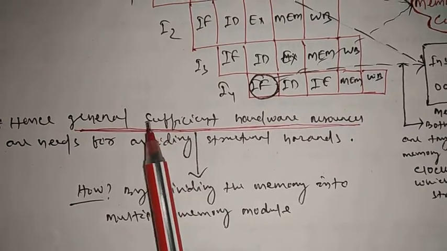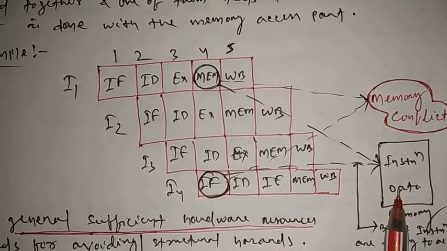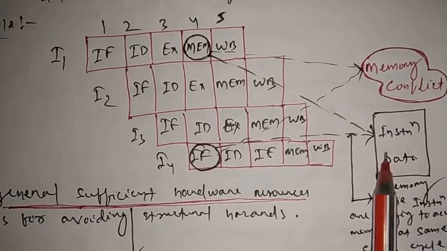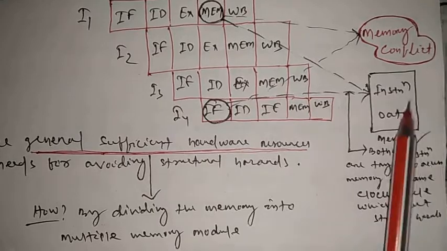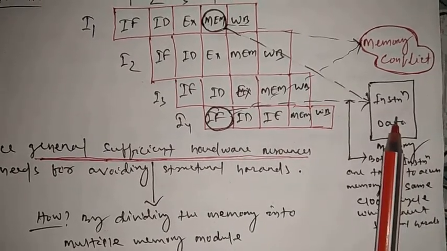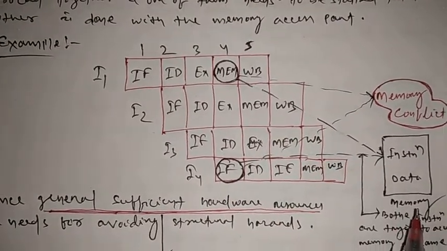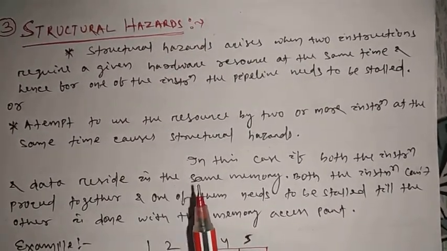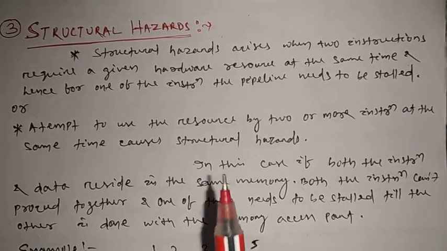So how do we get sufficient hardware resources? In this case memory is one hardware resource which is shared by both instructions at the same time. So we need to divide the memory into multiple memory blocks or multiple memory modules. If you divide the memory into multiple memory modules, then there will be no conflict, and no structural hazards. So this is all about structural hazards. When more than one instruction wants to access a hardware resource at the same time, structural hazards occur.